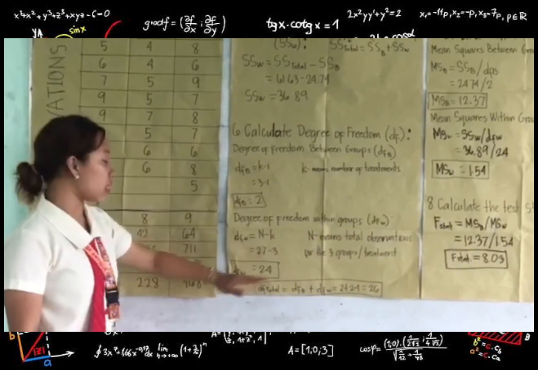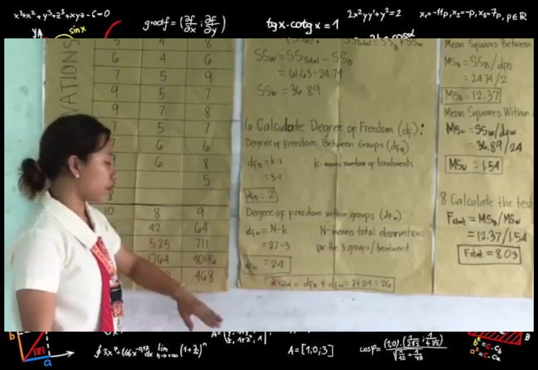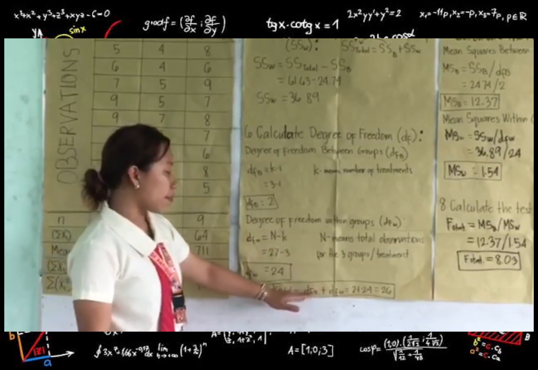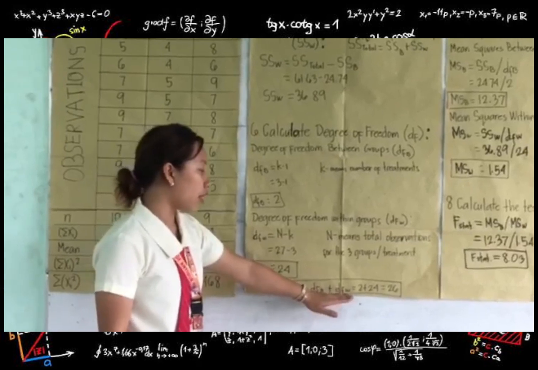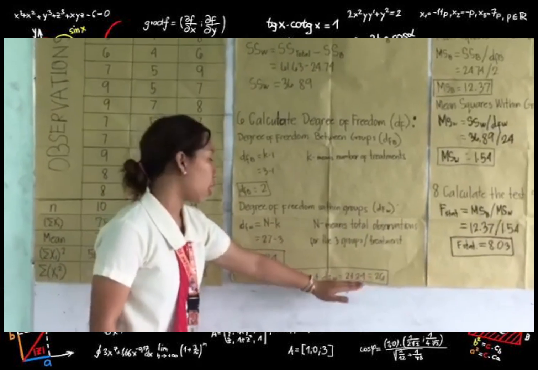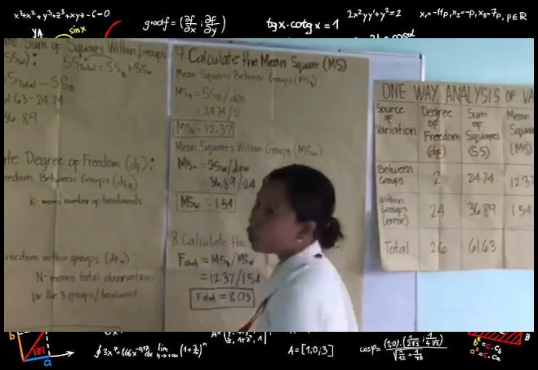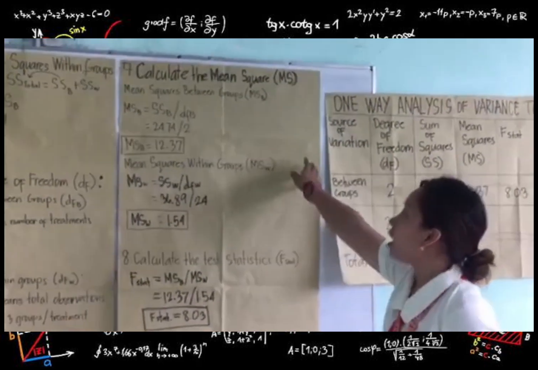27 minus 3 equals 24. DF total equals DFB plus DFW, which is 2 plus 24 equals 26. Let's proceed to step 7.